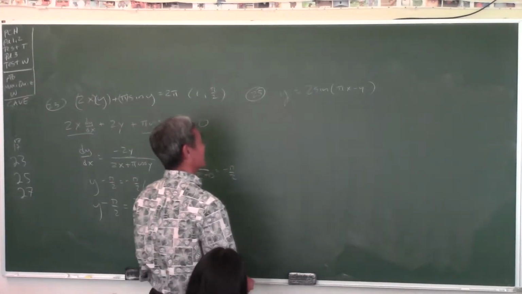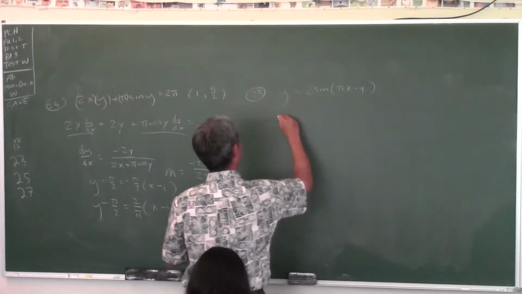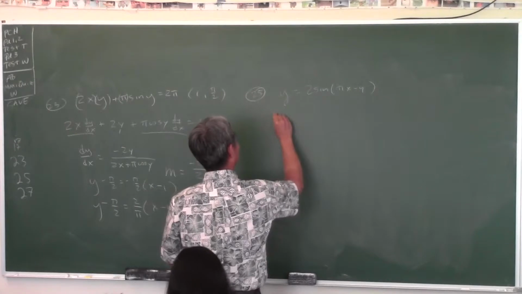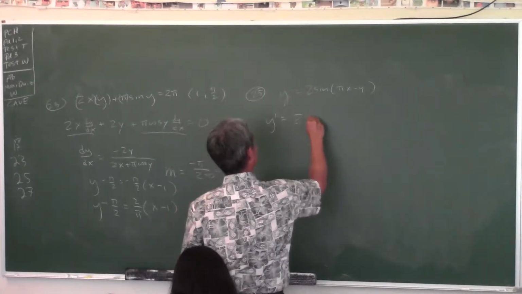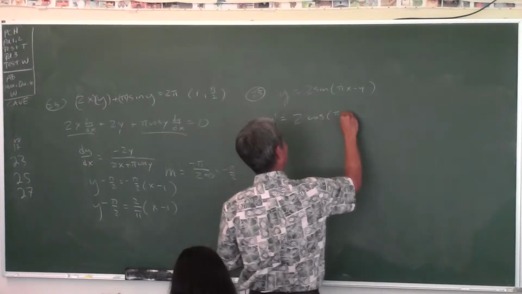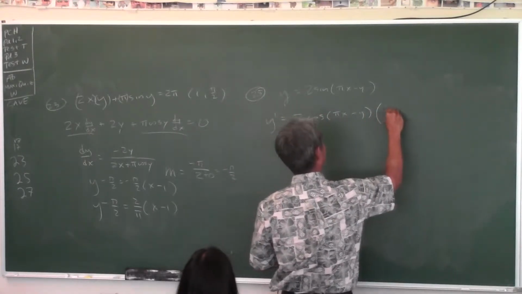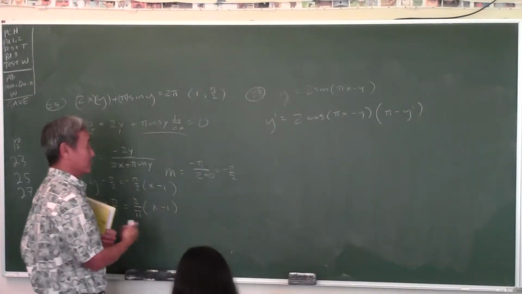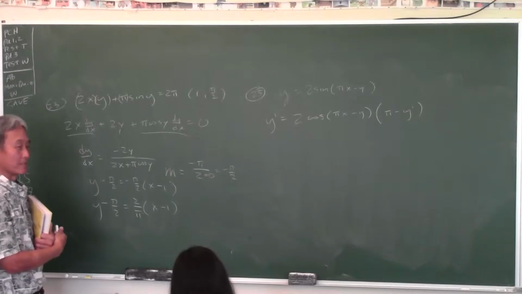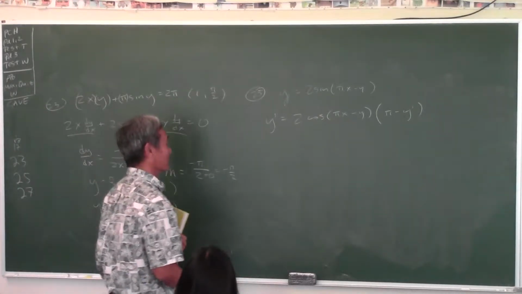Okay, who's doing this one? Y prime equals 2 cosine pi x minus y times pi minus y prime. Exactly. See, it looks to me that you guys know how to do the implicit differentiation. The problem is the algebra, right? Just like I told you on the first day of school.